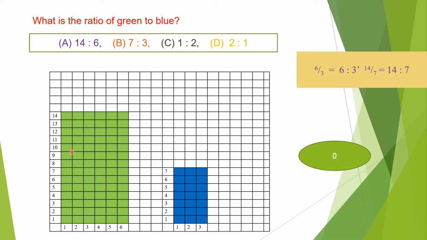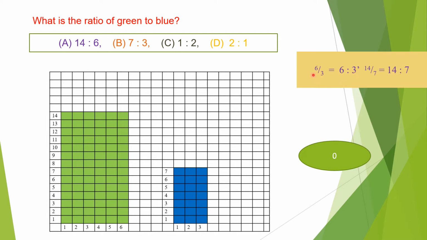In this green box here, it is measured 6 horizontally, 14 vertically. So 6 across, 14 up. On the blue box, we have 3 across and 7 up. Now, let's take one of the sides. 6 to 3. So 6 on this side, 3. All we need to do is write 6 to 3.